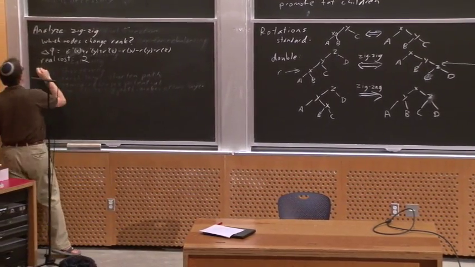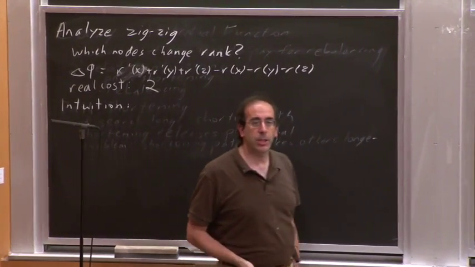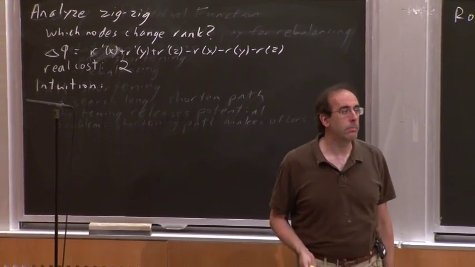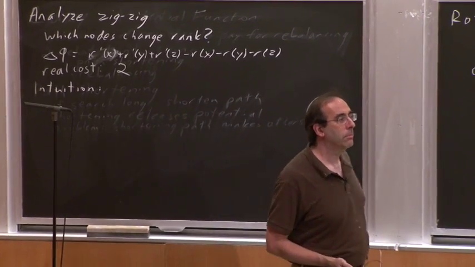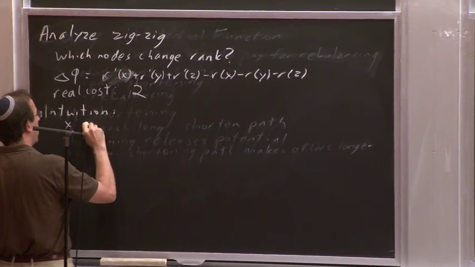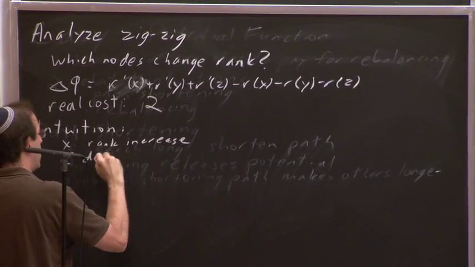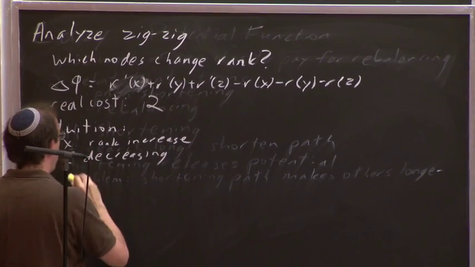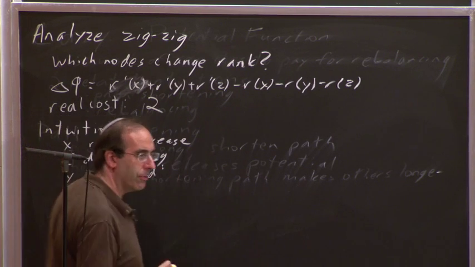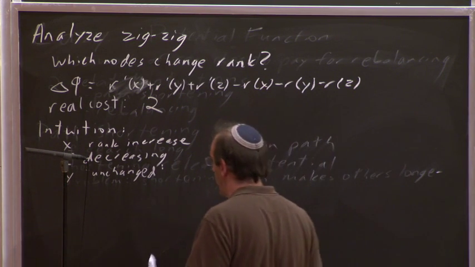So again, let me start with some intuition. In which directions are the different ranks changing? Which ones are going up? Which ones are going down? By how much? Good. So x's rank is increasing. z's is decreasing. And from an intuitive sense, I'm going to say that y is unchanged, although of course that won't fly for a formal proof. But y is sort of still in the middle somewhere, so let's just think of that as not being changed.